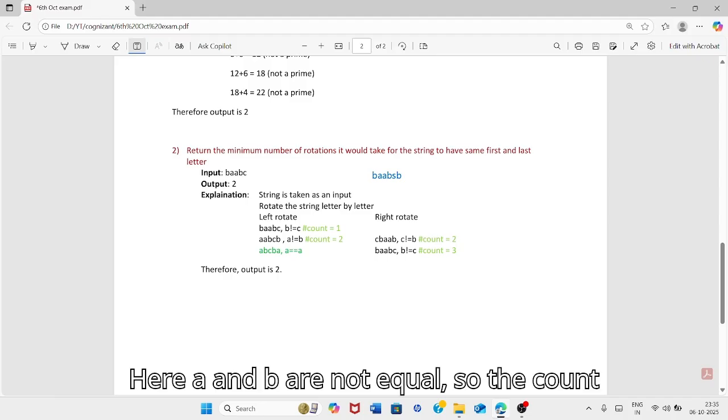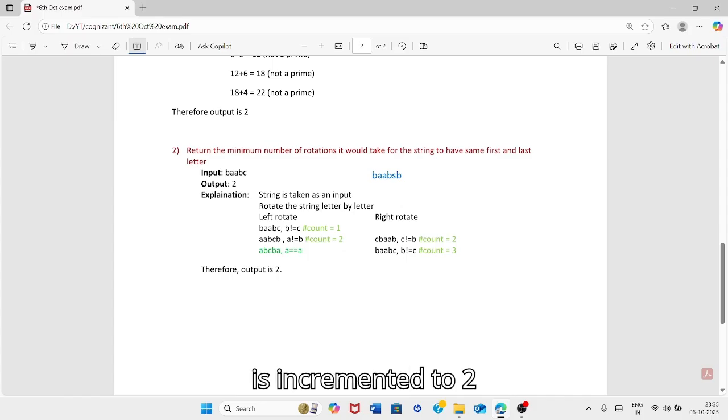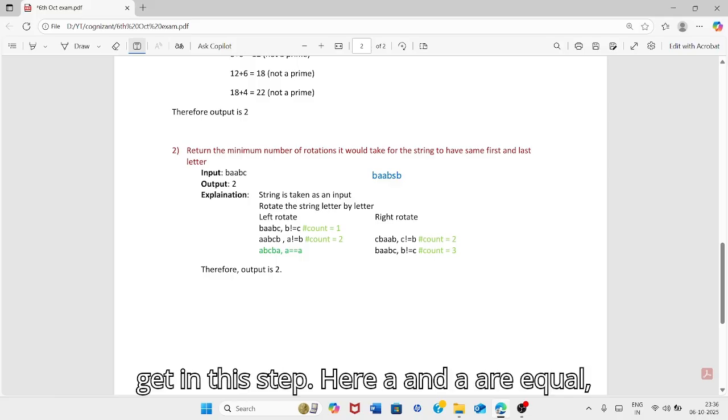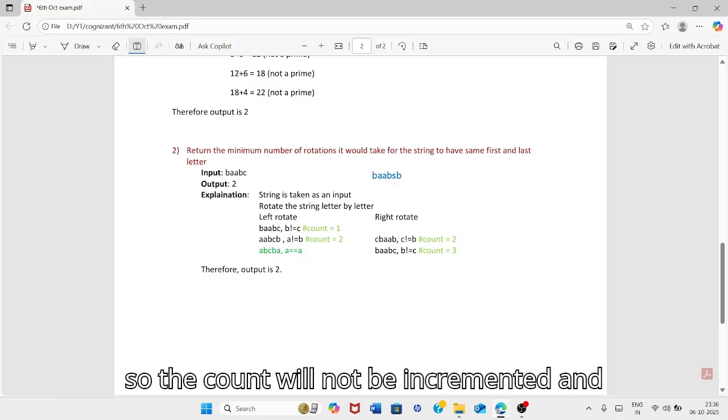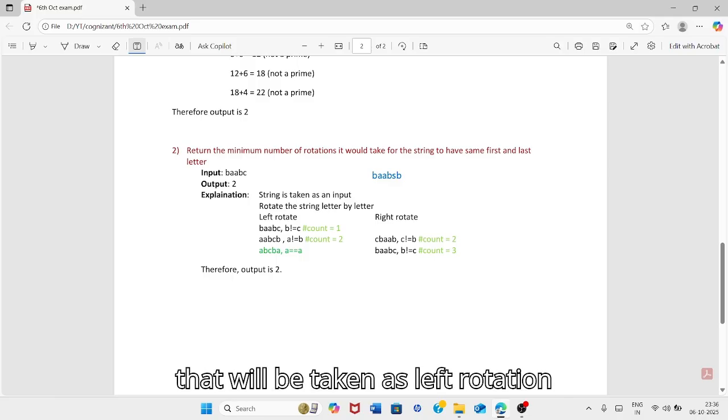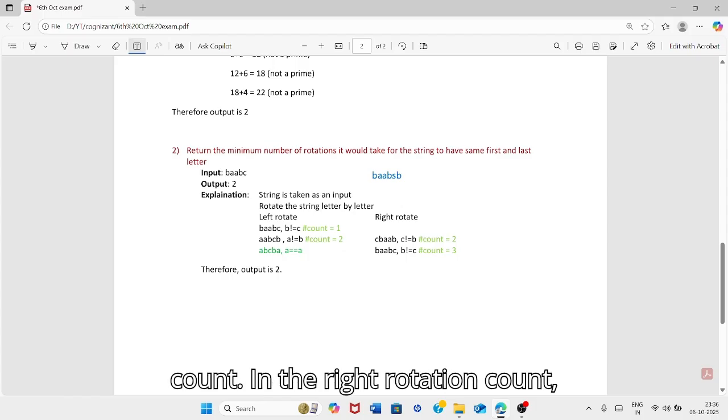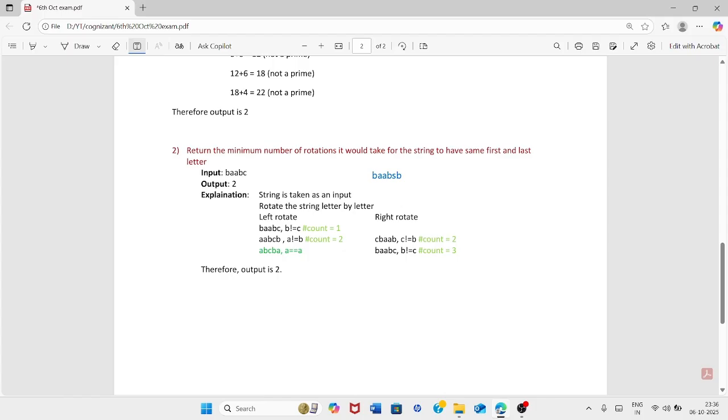Here, A and B are not equal, so the count is incremented to 2. And in the next step, we are again left rotating it. A, B, C, B, A is the output we get. Here, A and A are equal, so the count will not be incremented, and that will be taken as left rotation count. In the right rotation count, the original string B, A, B, C, B, and C are not equal, so the count will be 1.